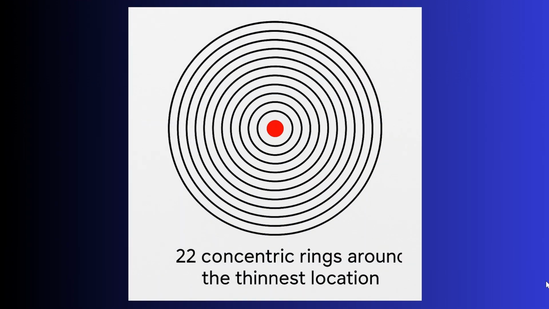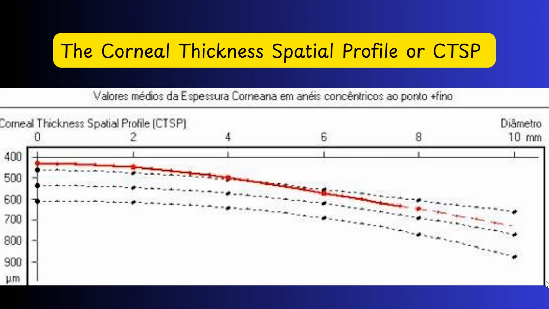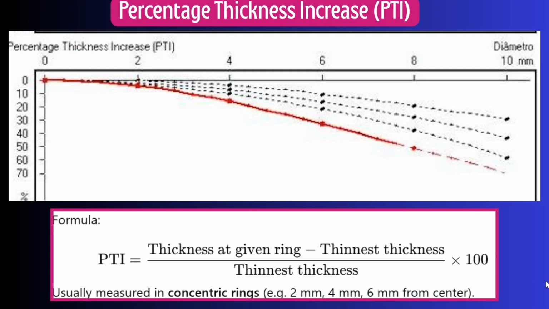First, let us discuss the corneal thickness spatial profile. This evaluates the thickness of the cornea along 22 concentric rings, each increasing by 0.4 millimeters in diameter, centered on the thinnest part of the cornea. On the graph, the red line represents the patient's corneal thickness progression, while the central line shows the average progression in the normal population. This is flanked by the dotted black lines, and they basically signify the 95% confidence interval.